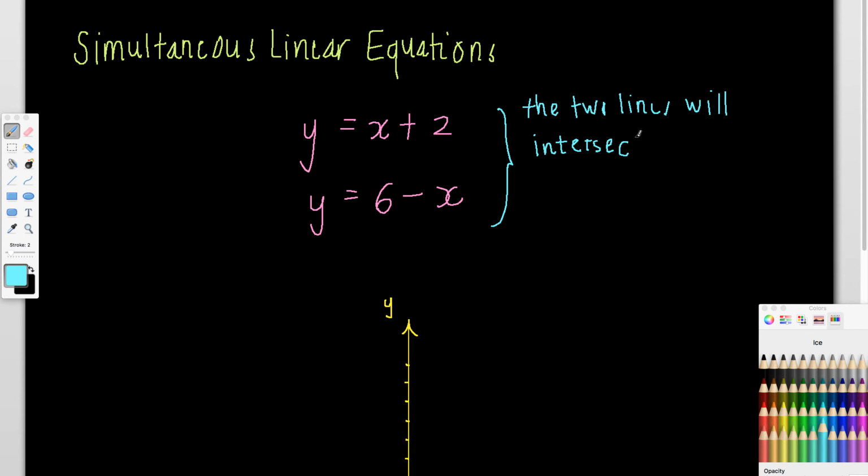They will intersect unless parallel, and there is another case that we need to consider, and that's if the two lines are actually the same line, because then we're not going to have one solution, one point of intersection. We'd actually have an infinite number of points where the lines intersect.